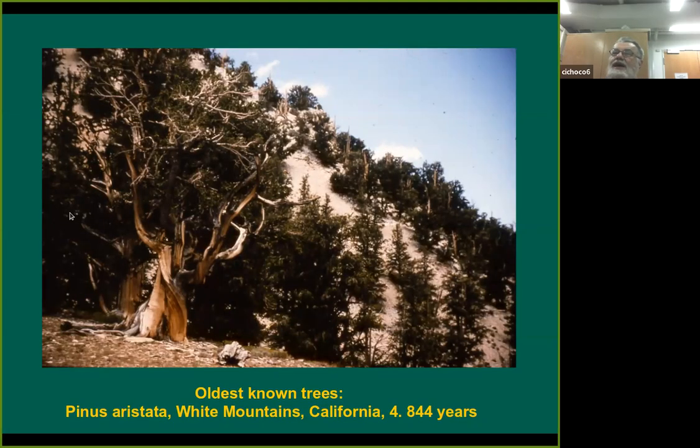We talked about age of trees. Some are astonishingly old, like this Pinus aristata from the White Mountains, which has a counted number of 4,844 years, which means we have 4,844 layers countable on the surface of this tree.